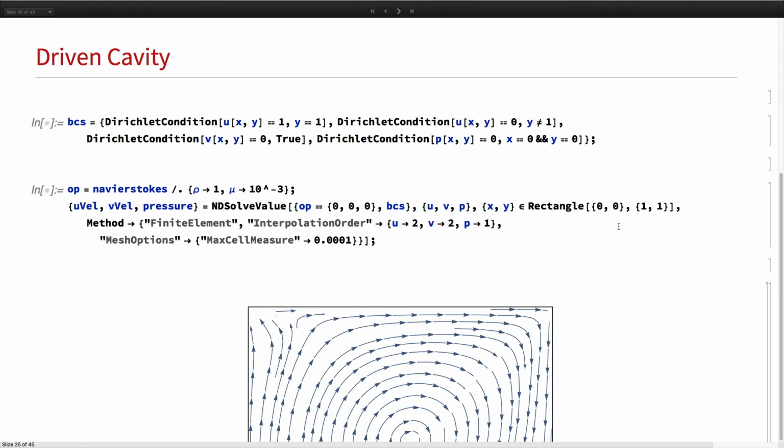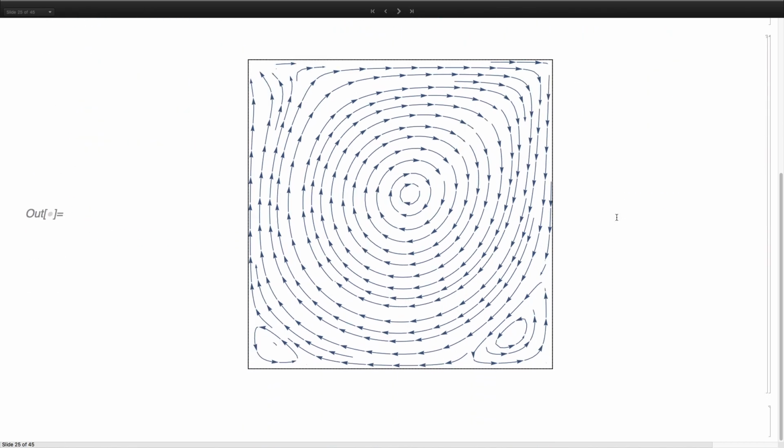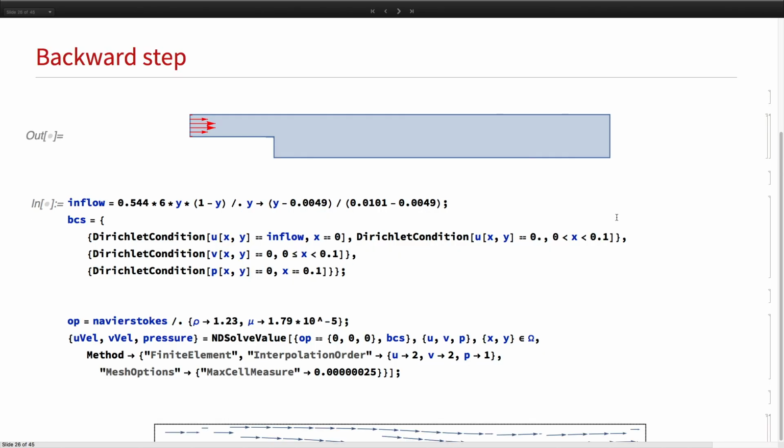So what we have here is, imagine a rectangular box that's filled with water. On top of the box, we have a conveyor belt moving the water to the right-hand side, and the rest of the velocity field on the boundary is set to 0. We have a pressure boundary condition in the lower left-hand corner, and that's the flow field that develops in this box.